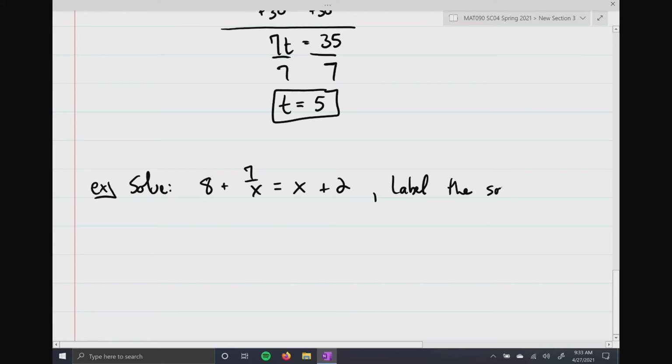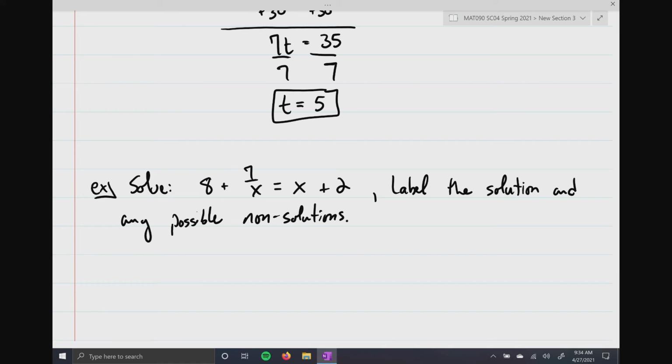Label the solution and, how do I want to say this here? How about this instead of determine? How about label the solution and any possible non-solutions? So I want you to label the solution and then tell me, are there any other values that I will not be able to use? So go ahead and try that.